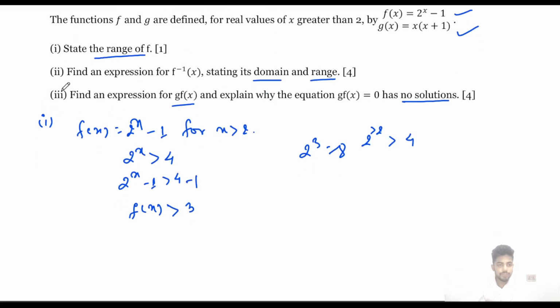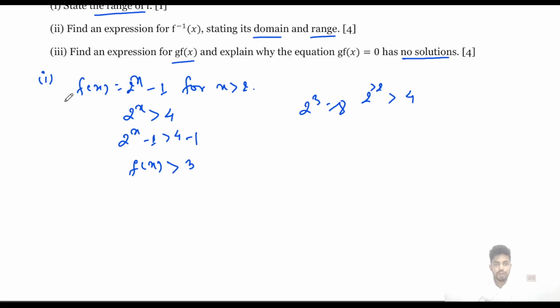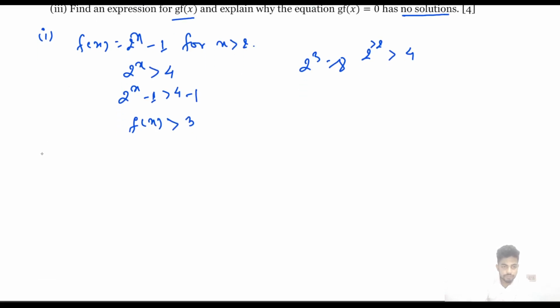This is the range of function f(x), which is greater than 3. So next we need to find the f inverse x.